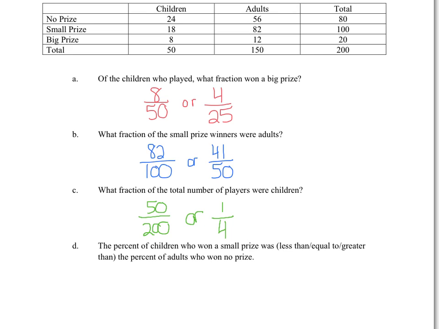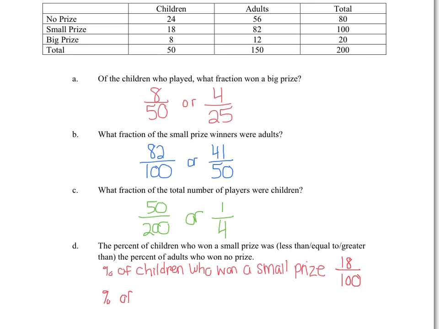Finally, Part D says the percent of children who won a small prize was less than, equal to, or greater than the percent of adults who won no prize. So the first thing we need to figure out is the percent of children who won a small prize. And the percent of children who won a small prize, here's our small prizes, is 18. So right now I'm just going to write that as a fraction, 18 out of 100.